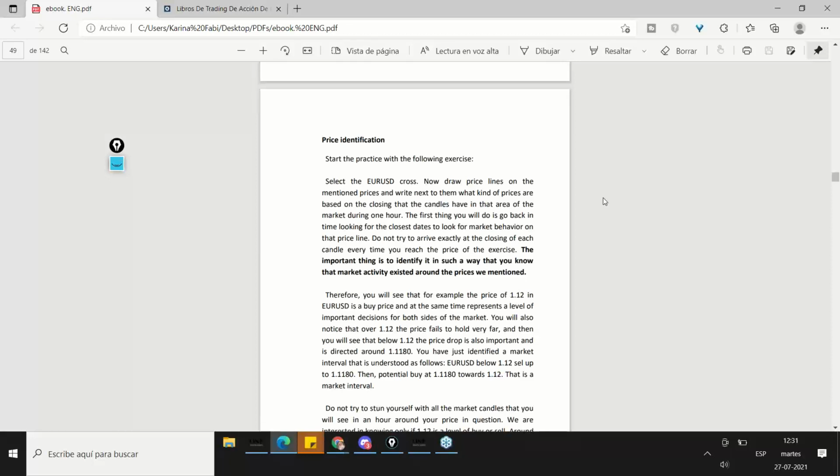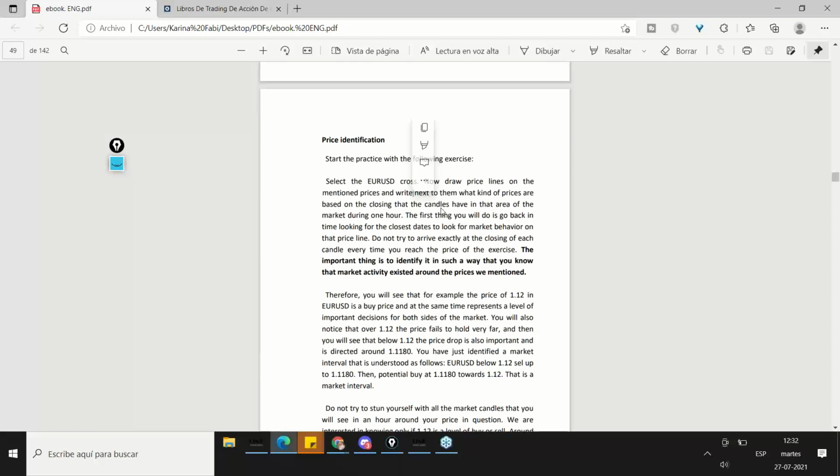But here we're going to talk about how you finally identify those prices. I propose an exercise: just grab the euro dollar and draw price lines on the prices that I mentioned on the map price. So I have, for example, the map price, the 118 level, the 120 level, the 121 level. And the idea is that you set up those lines and see in the past how the market reacted at those prices.